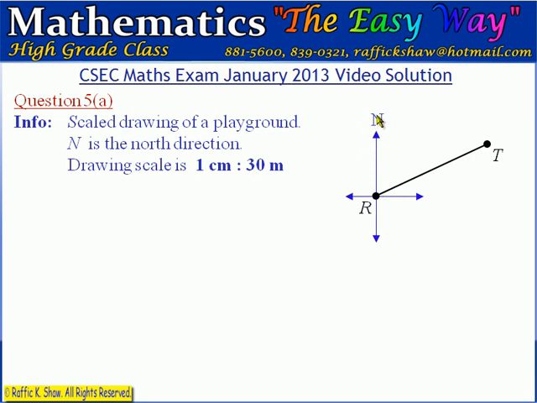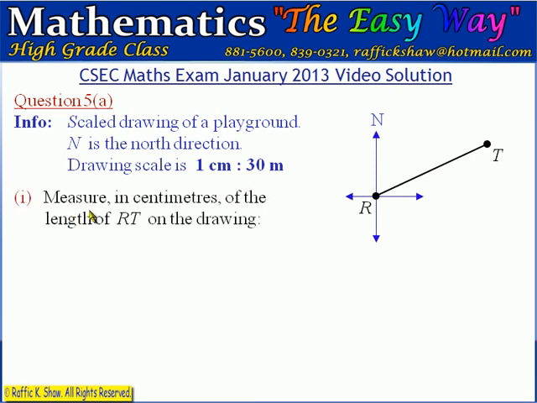And here we are shown the north direction. So we know this question has to do with bearings. The first part of this question is asking us to measure and state in centimeters the length of RT on the drawing. So basically, we want to use our ruler and measure the length of RT on the drawing. So we have to position our ruler carefully. This represents our ruler, and we ensure that we have the 0 mark at R, and then we can read off from the ruler the distance from R to T.